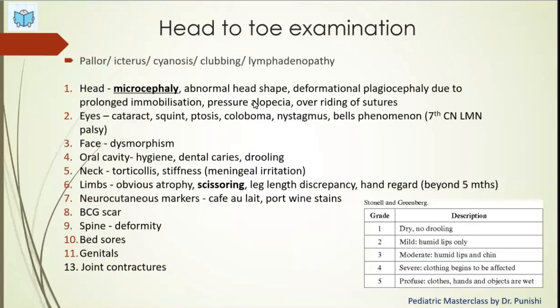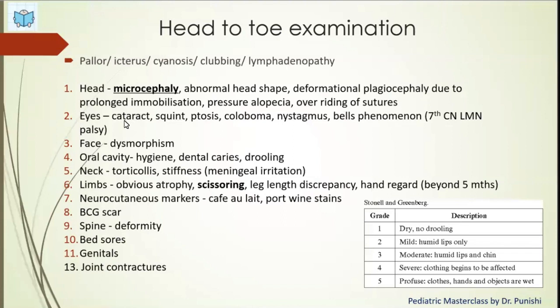Okay, so we saw microcephaly, abnormal head shape, that is craniosynostosis, deformational plagiocephaly, and pressure alopecia. The part of the skull that's continuously in touch with the bed or the bedding develops alopecia, so there's loss of hair in that particular region. That is again indicative of continuous surface contact of the head with either the bed or the floor, and that needs to be taken care of with occupational physiotherapy.